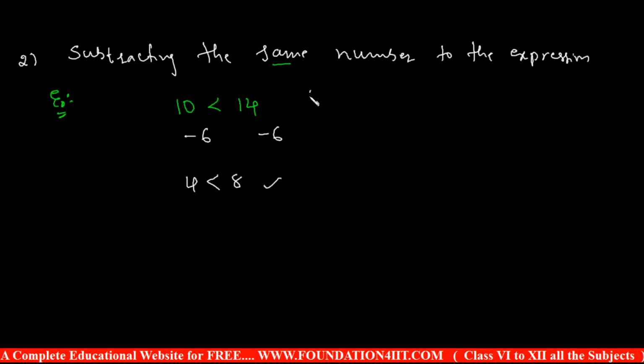This also satisfies. If you see a linear inequation with one variable, like 2x is greater than 5, then subtracting the same number, for example minus 3 on both sides, gives 2x minus 3 greater than 5 minus 3, which is 2. Whatever rules apply, it stays the same and does not change. If it is a less than symbol, keep less than; if greater than, keep greater than.